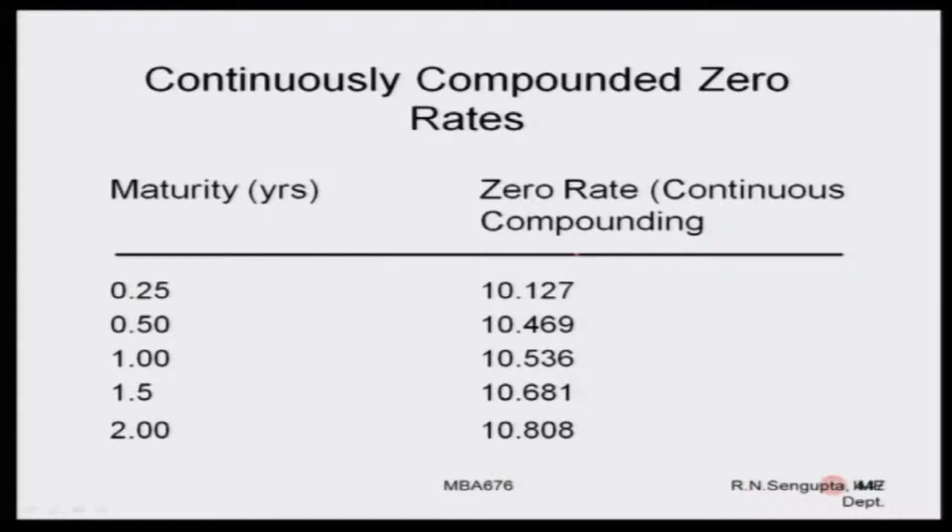So, now once you note down, in the first column you have the maturity in years which is given, which is 1/4 of a year, half a year, 1 year, 1.5 years, 2 years, and the interest rates which you have already found out are noted down in the next column, which is the second column.